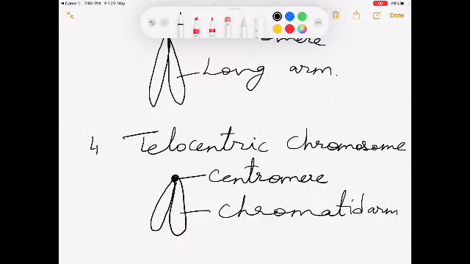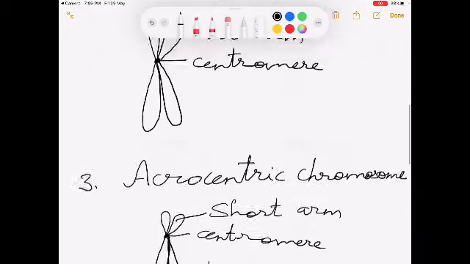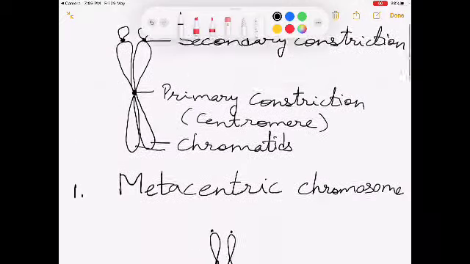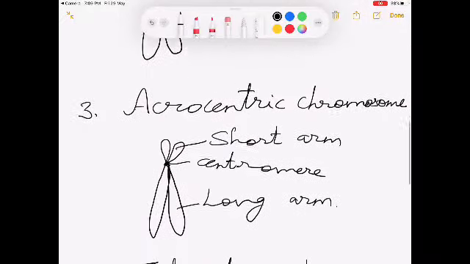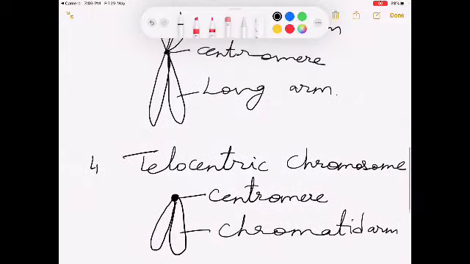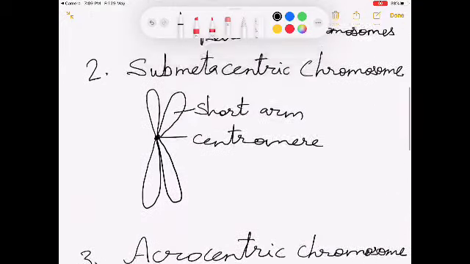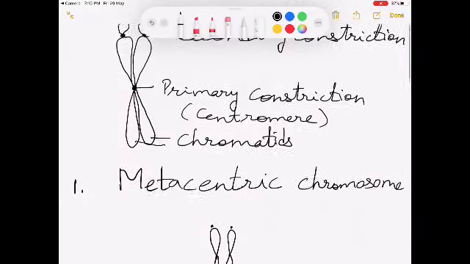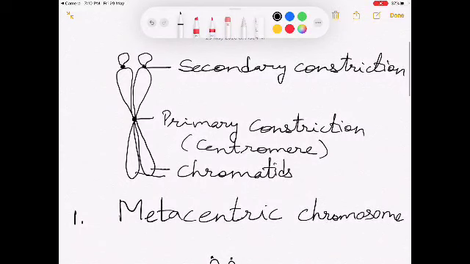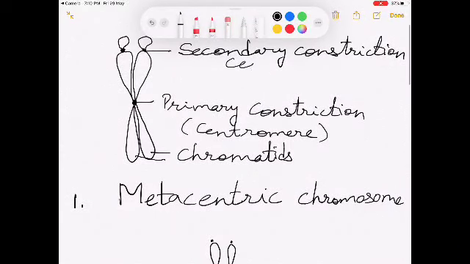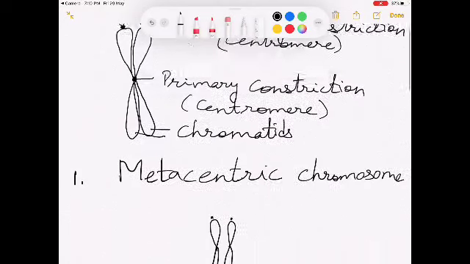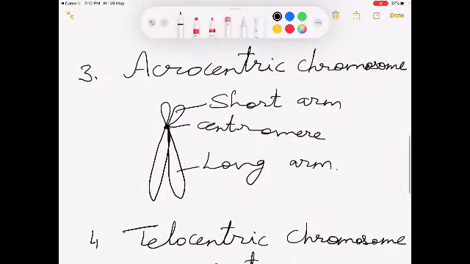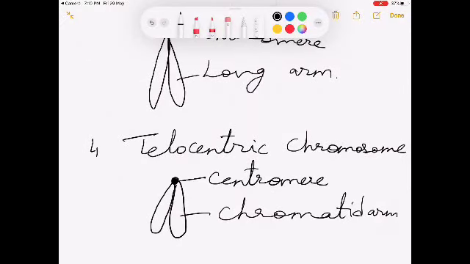So on the basis of the position of the centromere, the chromosomes are divided into four categories: metacentric, submetacentric, acrocentric, and telocentric. In the meantime, I told you one more type, called satellite chromosomes. These satellite chromosomes are formed when there is a secondary constriction also, which you can say is a secondary centromere. This is also a centromere, the secondary centromere.